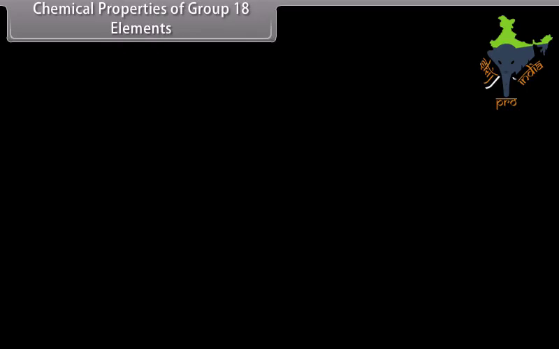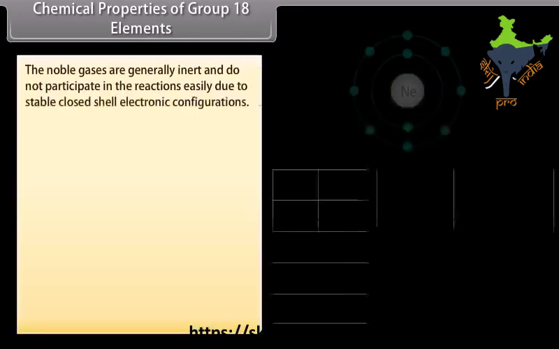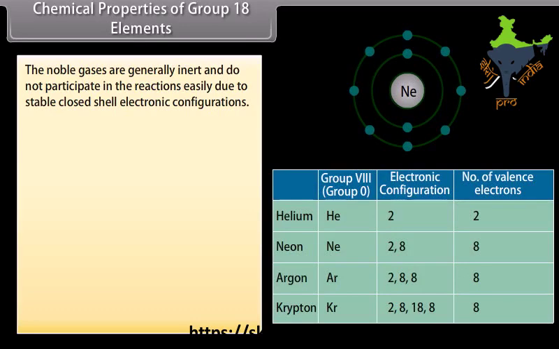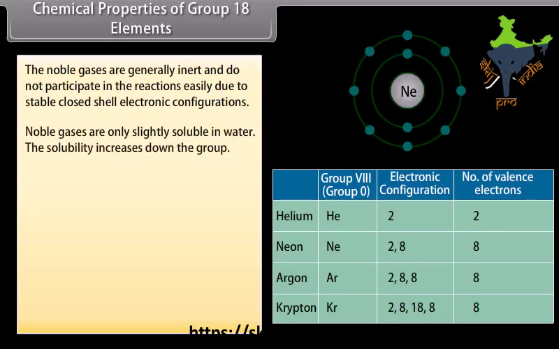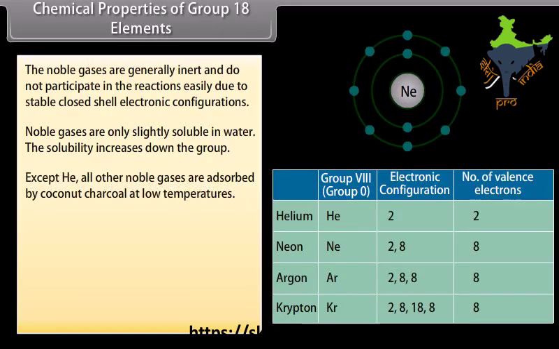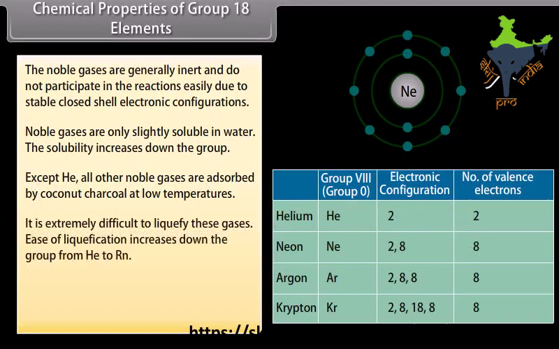Chemical properties of group 18 elements. The noble gases are generally inert and do not participate in reactions easily due to stable closed-shell electronic configurations. Noble gases are only slightly soluble in water. The solubility increases down the group. Except helium, all other noble gases are absorbed by coconut charcoal at low temperatures. It is extremely difficult to liquefy these gases. Ease of liquefaction increases down the group from helium to radon.